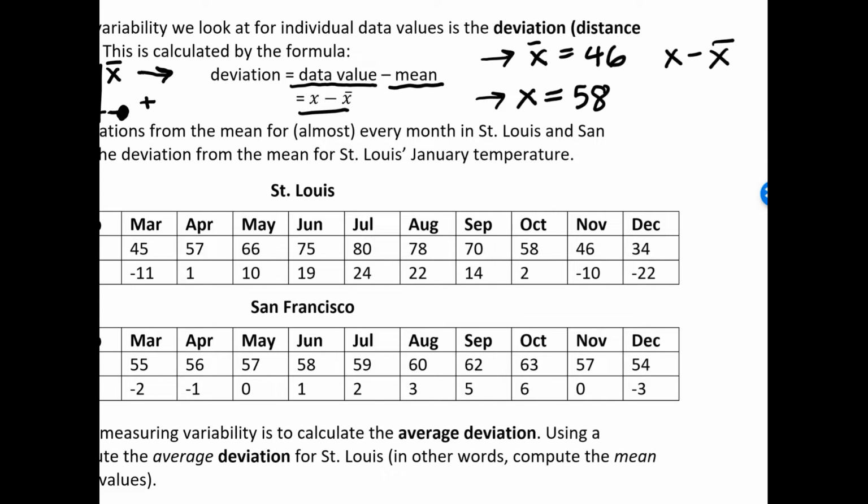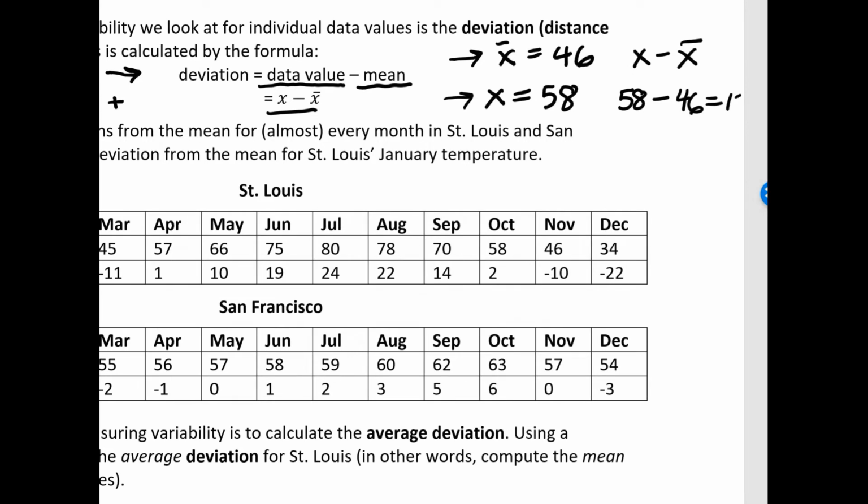So what is my x? My x is 58. Then minus the mean. The mean is 46. And I would get 12. All right, so a data value of 58 has a deviation from the mean of 12.